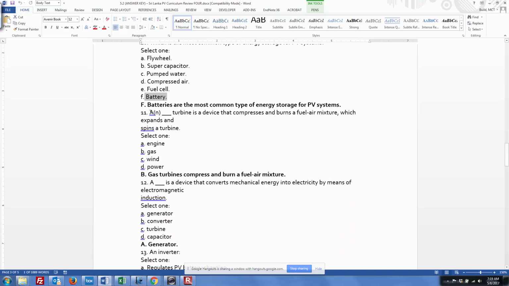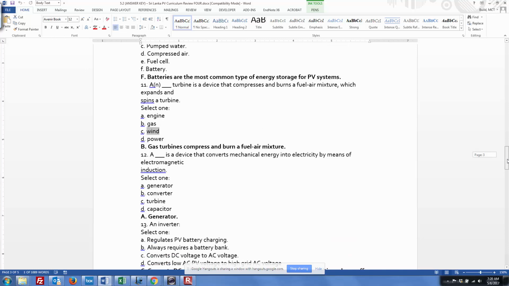This one, a blank turbine is a device that compresses and burns a fuel-air mixture. And that's a gas turbine. An engine usually reciprocates, goes up and down. A wind turbine does not burn anything. So wind turbines do not burn. And then power turbine, that's just every turbine is a power turbine.